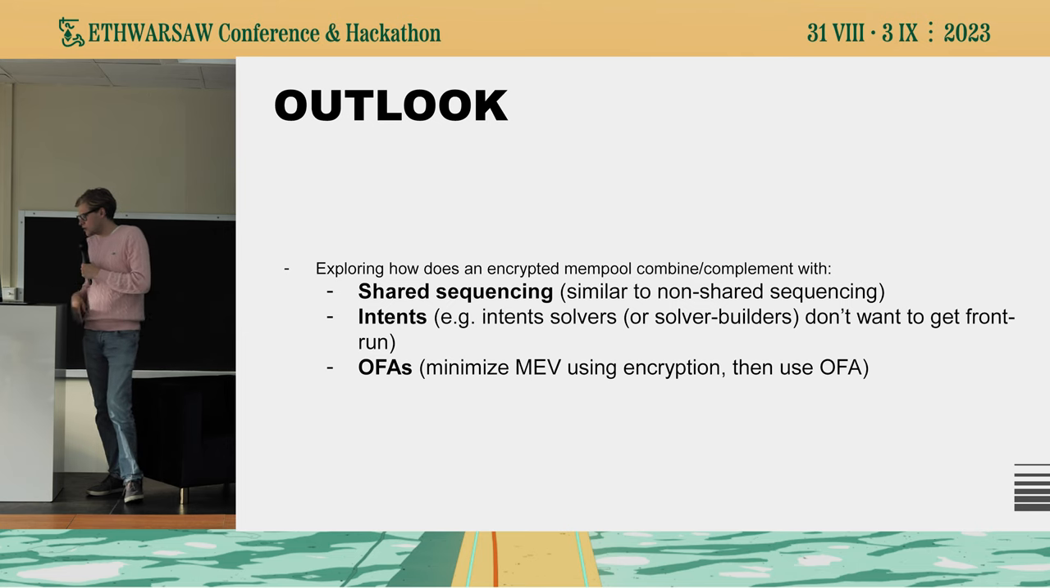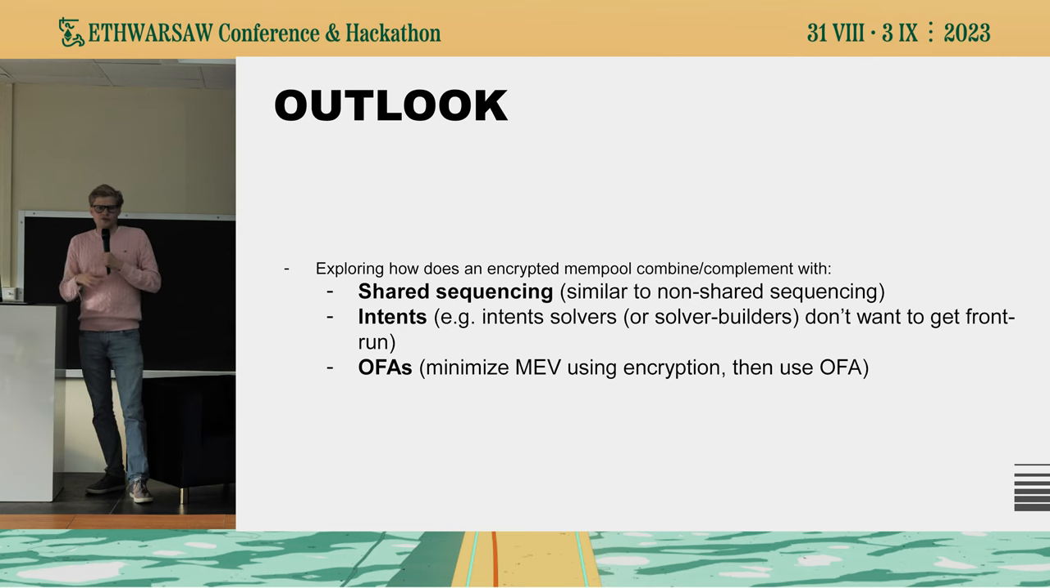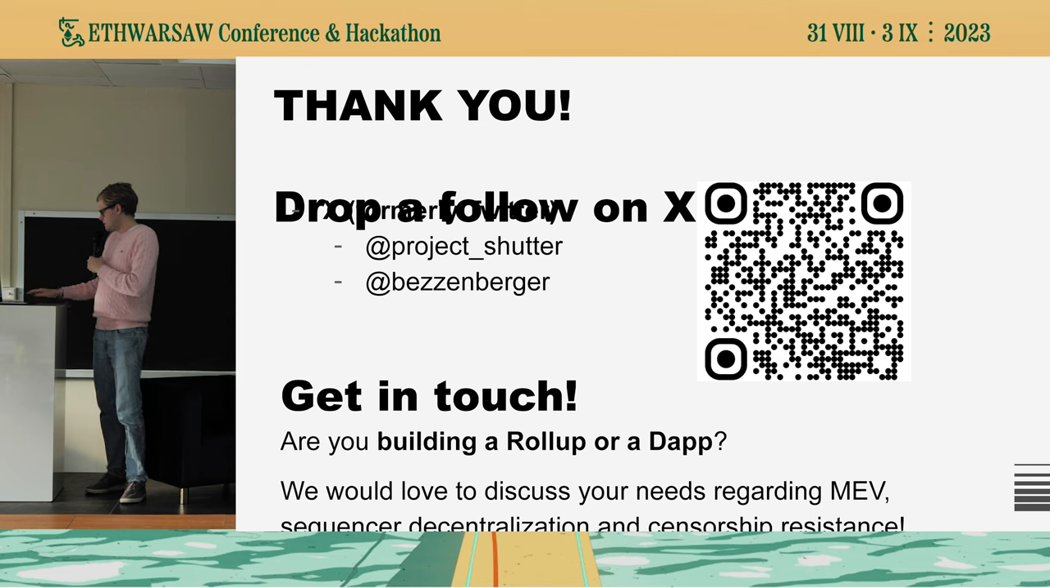And for order flow auctions, we think it combines nicely. Generally speaking, Shutter reduces the MEV and reduces the front running, or minimizes it, and then OFAs can be used to distribute the remainder of the MEV. And that's sort of it.